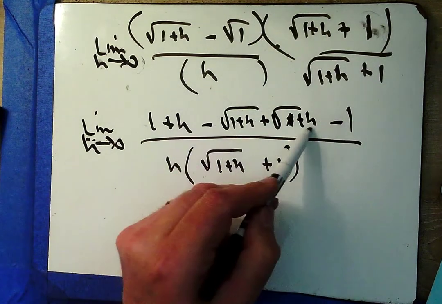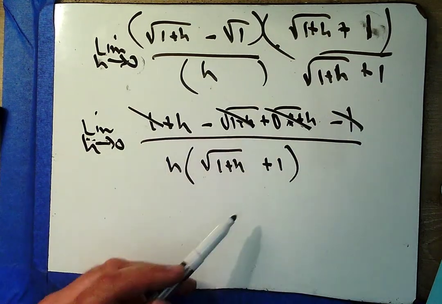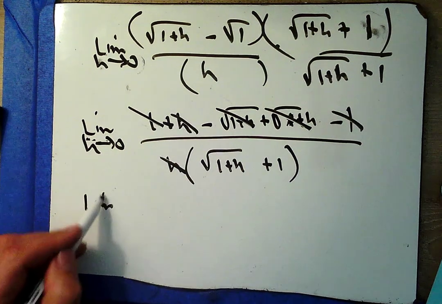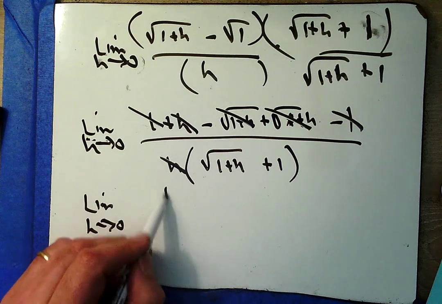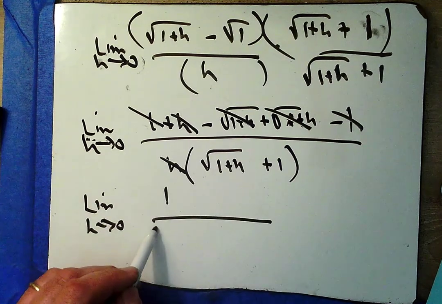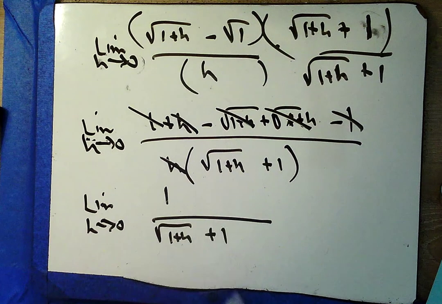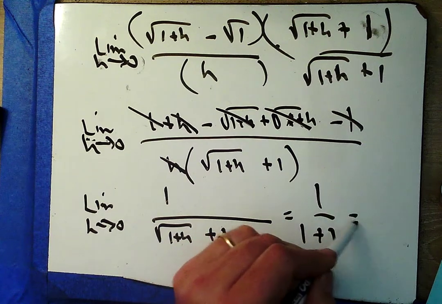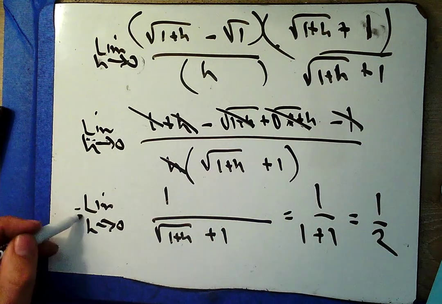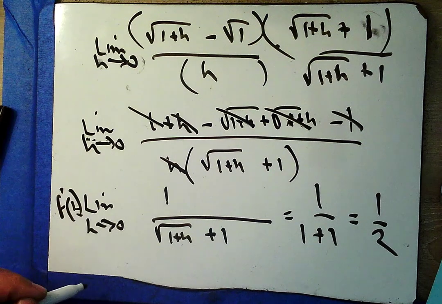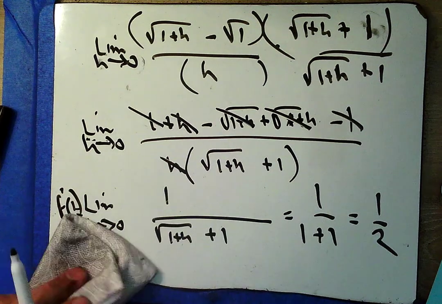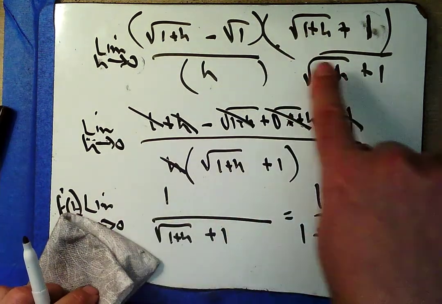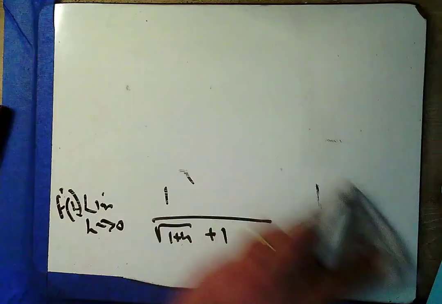Okay, so what do I see? I see these cancel. I see these cancel. And so I'm left with the limit as h heads to 0 of 1 over square root of 1 plus h plus 1. If I plug in h equals 0, I now have 1 plus 1 on the bottom, or 1 over 2. I can get that same f prime of 1 regardless of which limit definition of the derivative I use. But in all of these ones where f of x is a radical, I'm going to need to multiply top and bottom by the conjugate.